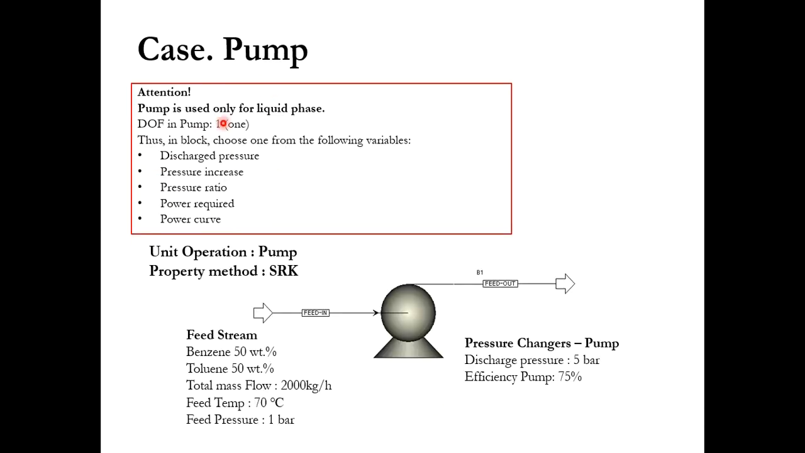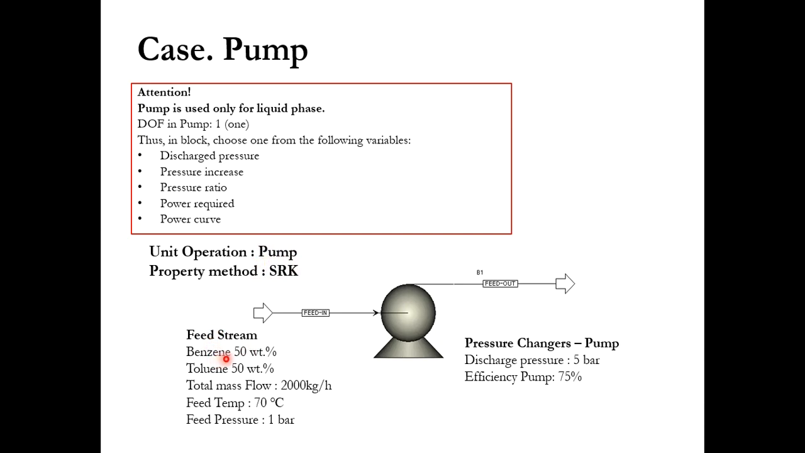So the degree of freedom is 1. In most of the cases, the discharge pressure is specified, but in some cases, pressure increase, pressure ratio, power required, or power curve or performance curve is specified. So you have to specify only one parameter from it to simulate the pump. As you know, for benzene toluene mixture, we have to select SRK as property package.